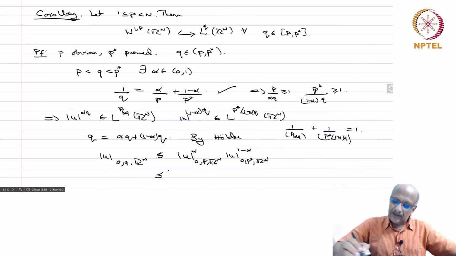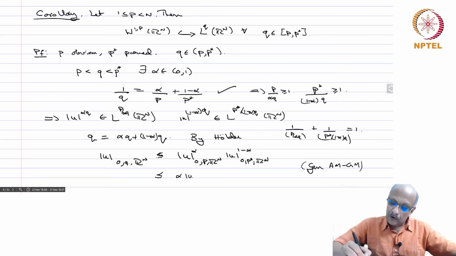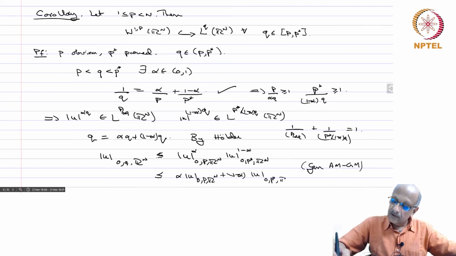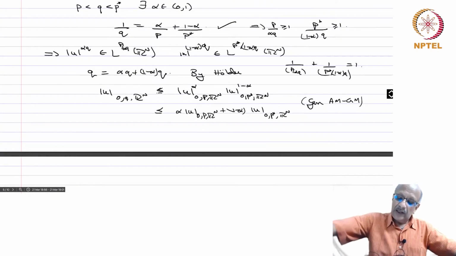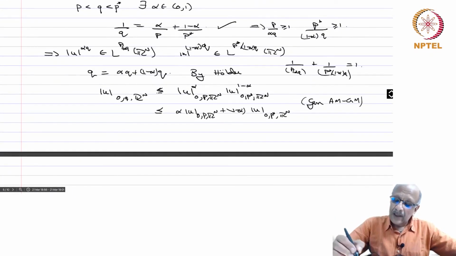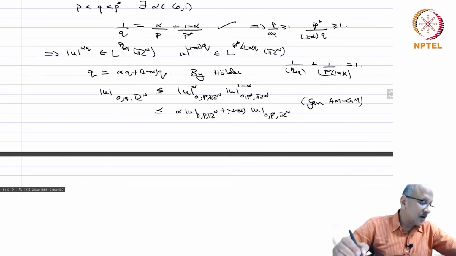Now by the generalized AM-GM inequality, this is less than or equal to alpha times the norm of u in L^p(Rn) plus (1 minus alpha) times the norm of u in L^p star(Rn). This is the generalized arithmetic mean, geometric mean inequality. In fact, this is the first type of this you use when proving the Hölder inequality itself. So that is the starting point.